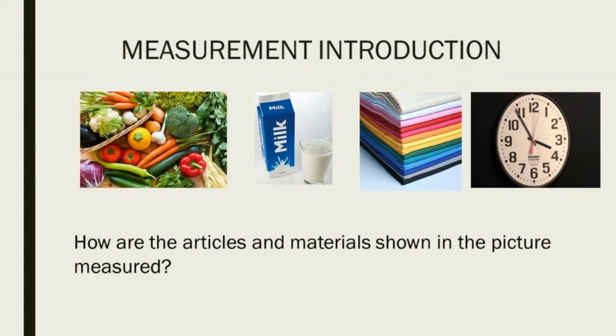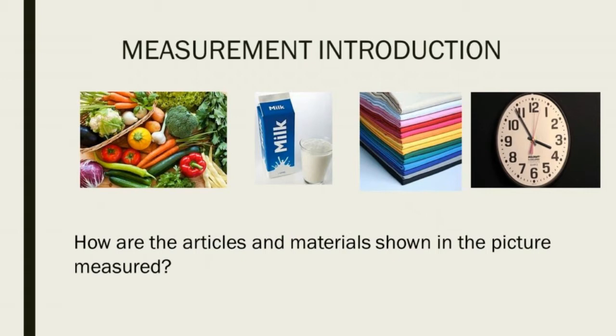Measurement. Introduction. How are the articles and materials shown in the picture measured? How will you ask the shopkeeper to buy the vegetables and to buy the milk? And when purchasing cloth to stitch your uniform, by simply asking vegetables, milk, or cloth. And when someone asks you how long will you take to reach the school, how will you answer? Simply by saying one or two? No. To say everything, we should denote its quantity.